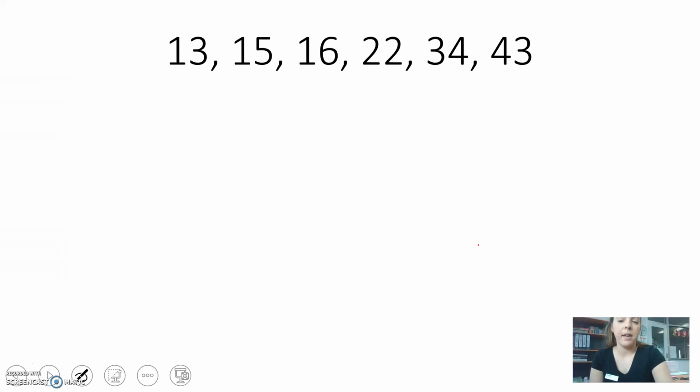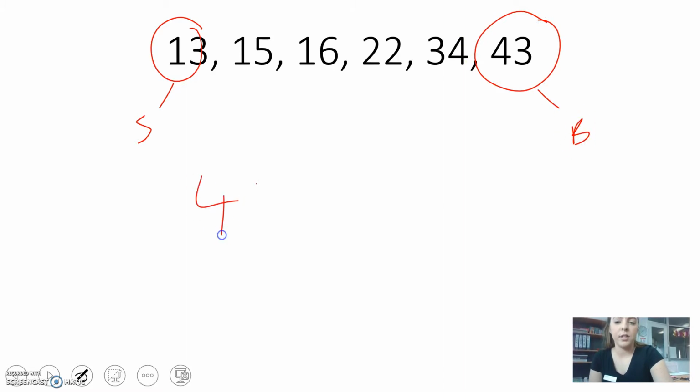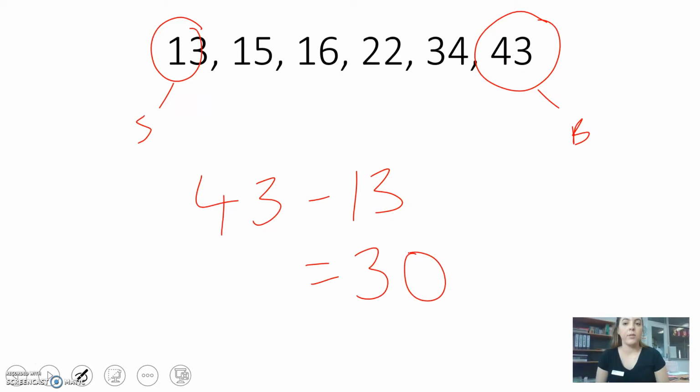Do it again. Our smallest data point is 13 and our biggest is 43. So we do 43 take 13 and our range is therefore 30. So we've got 30 points between our biggest and our smallest.